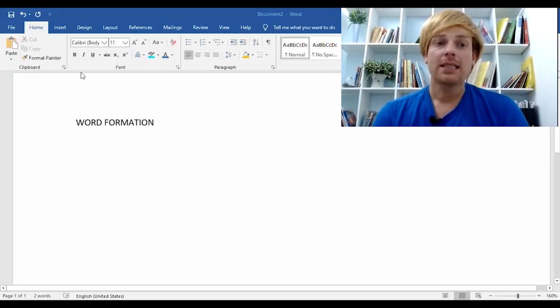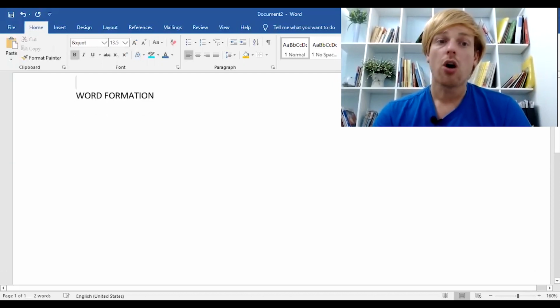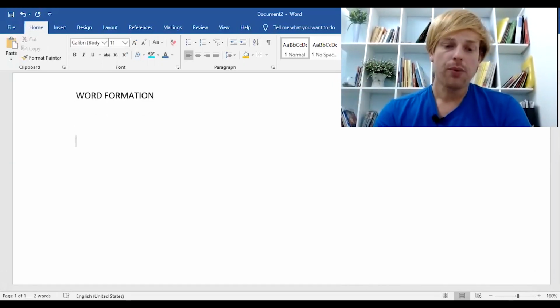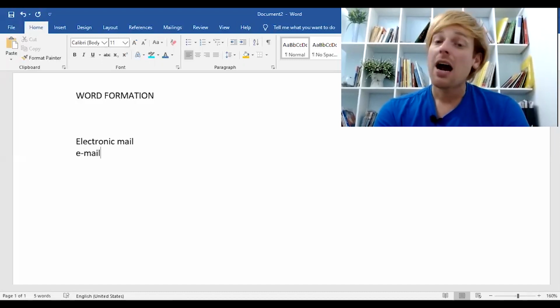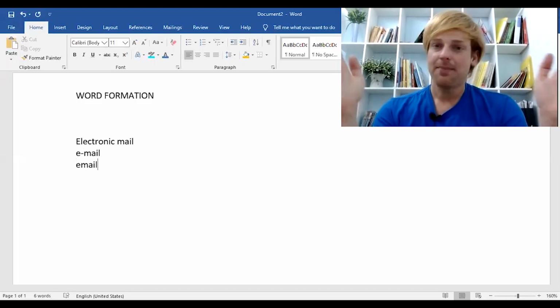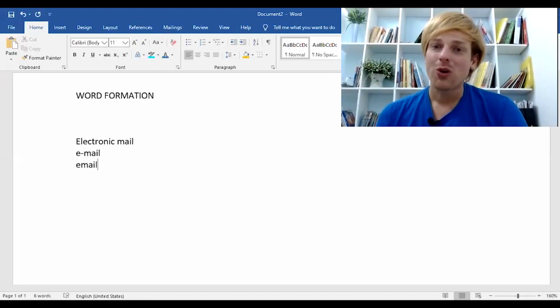Okay, I'll give you an example. Again, technology is always changing, so they're always creating new words. All right, for example, when computers first started, there was something called electronic mail. And then over time, it became more popular, more common, and people started calling it email. And then now it's so common that it is just one word. It kept getting smaller and smaller, shorter and shorter.